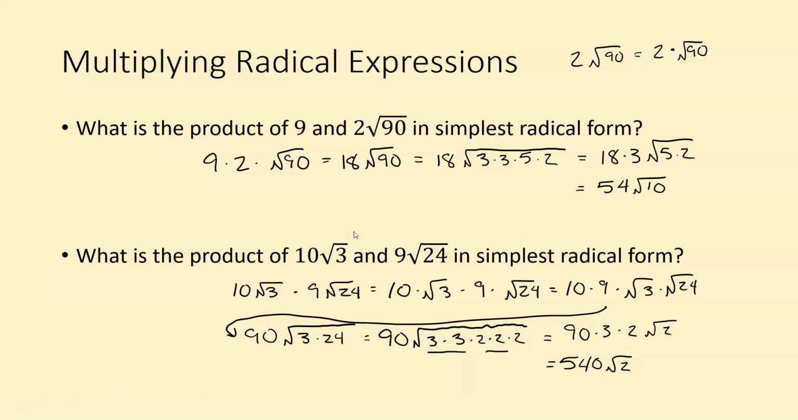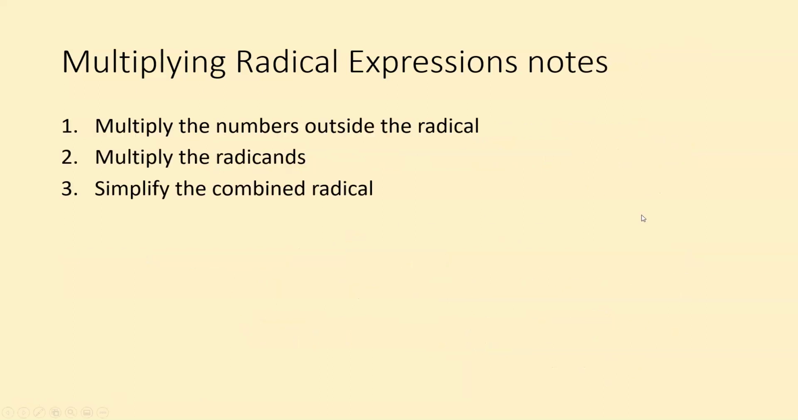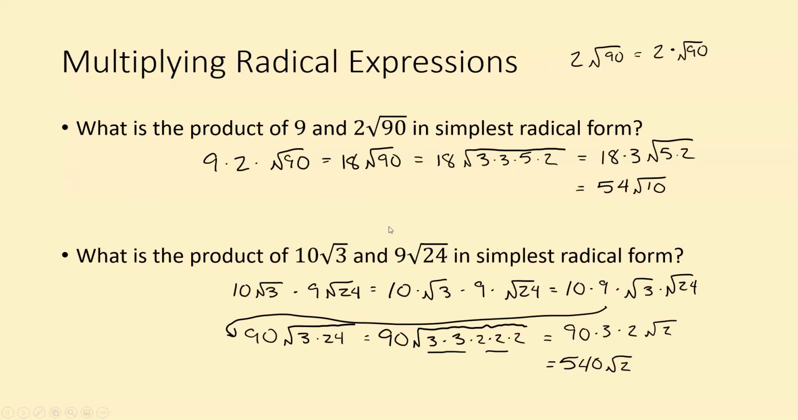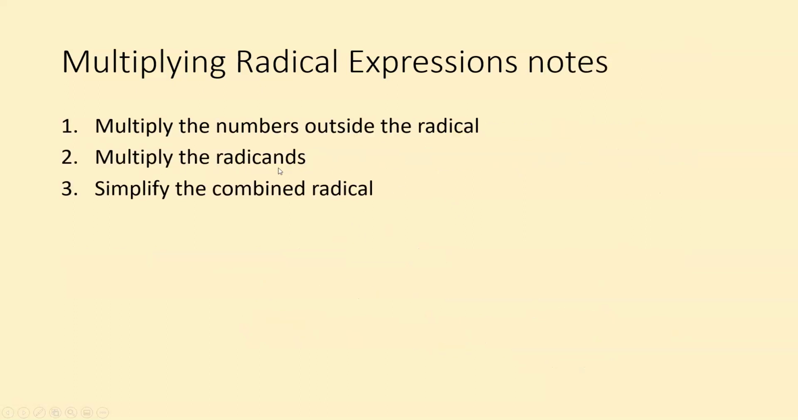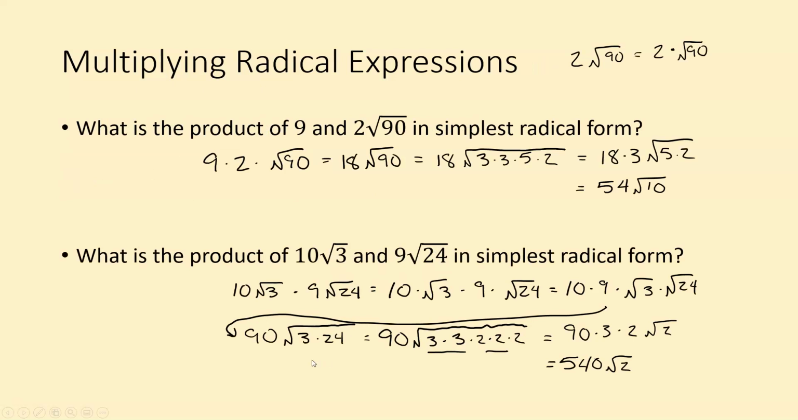All right, so make sure you have these examples down. And here are some notes for that. So multiply the numbers outside of the radical. So like we did here, we multiplied the 10 and the 9 to get 90. Multiply the radicands. Those are the numbers that are inside the radical. So like we did here, we multiplied the 3 times 24.